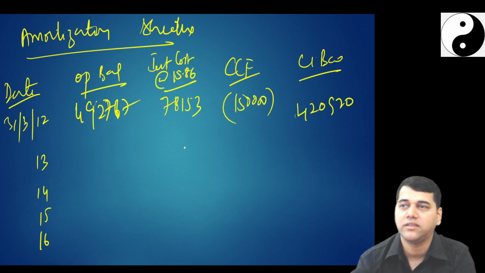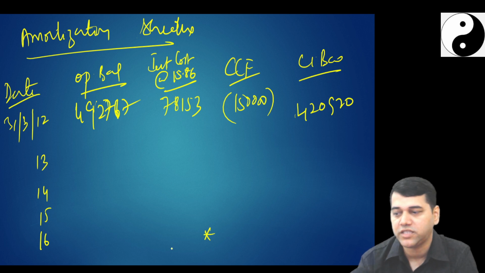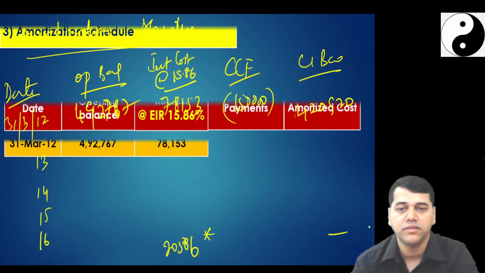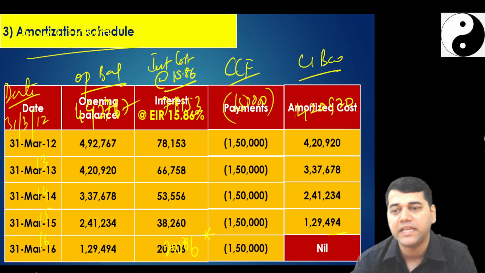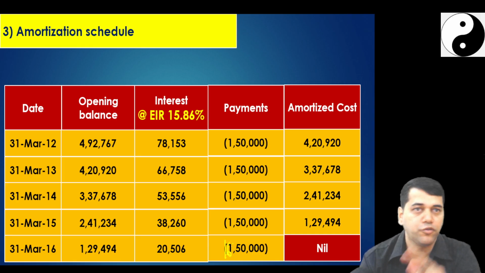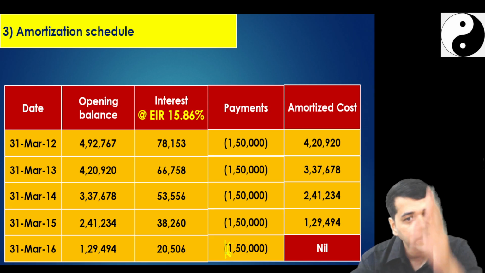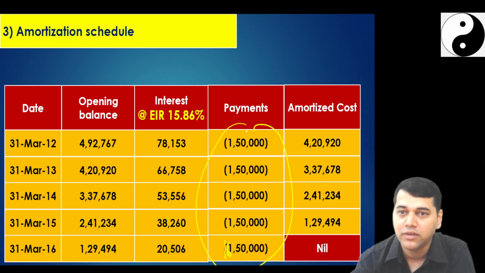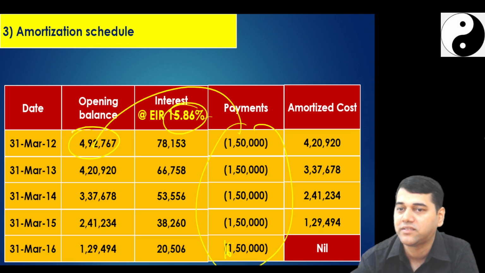Now onwards, it's an administrative thing. You just go on like this, fill in the blanks. The last year interest you adjust, it comes to 20,506. And the closing balance becomes 0 because you don't pay any principal. Otherwise, the last year would have been, say, 16,50,000 if you would have paid the principal. Since it's compulsorily convertible, you don't pay any principal back. You pay only interest for 5 years. And that interest present value at 15.86 is this.